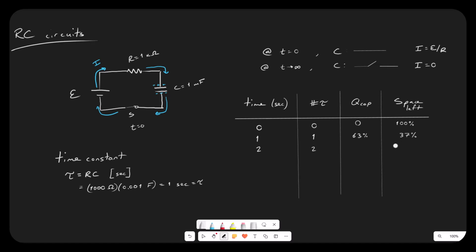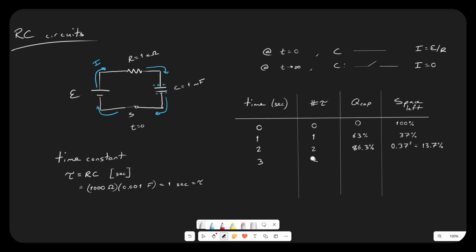After 2 seconds, 2 time constants will have gone by, and I'm going to have used up more of my space. The space that's going to be remaining is going to be 0.37 squared, and then I'm going to turn that into a percentage. So 0.37 squared is 0.1369, so 13.7%, and then what's left here is 86.3%. This thing is quickly filling up.